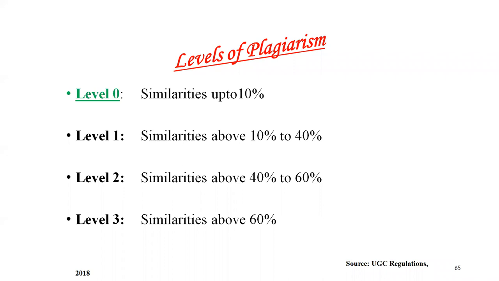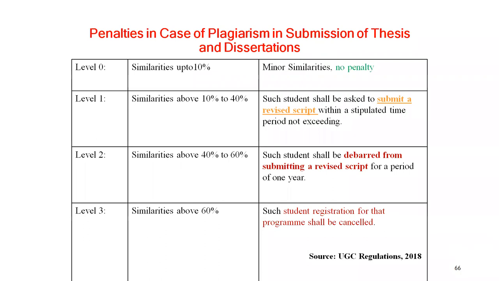Level of plagiarism: 10%, okay, no problem. Above 10, similarly 10 to 14, you revise your paper. Similarly, 40 to 60, cancel, and above 60, your thesis is canceled. So these are: no penalty, 10%. 10 to 14, submit a revised script. 40 to 60, generally that is more, that time they changed to new, you start new work, and 60, cancel registration.